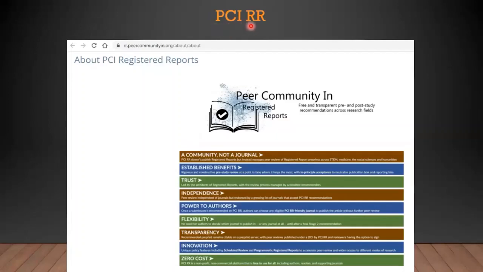So this is PCI-RR. It stands for Peer Community In Registered Reports. So basically, this is not a journal. I want to make it clear. This is not a journal. This website provides a free service for researchers. After you finish with this service, you take the outcome and then you go to the journal.